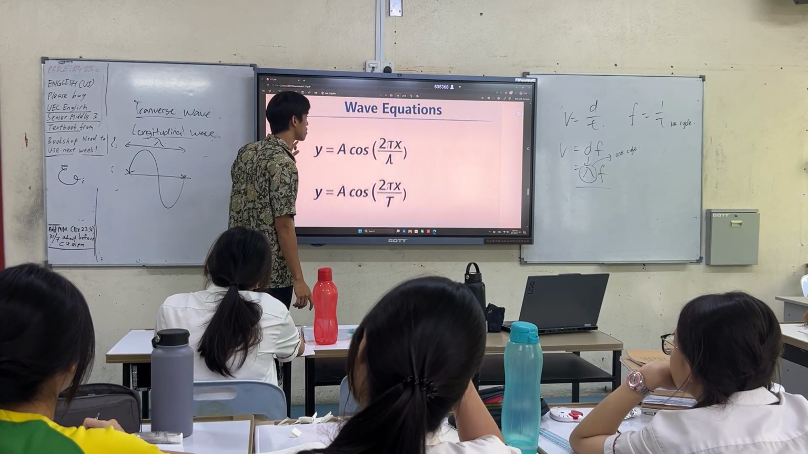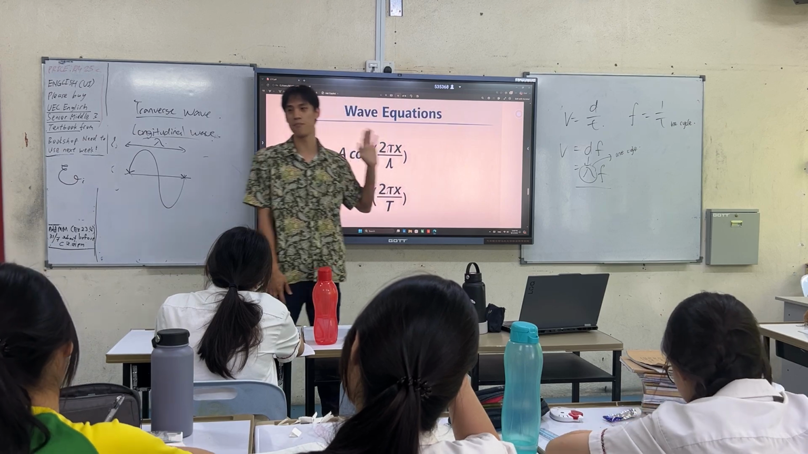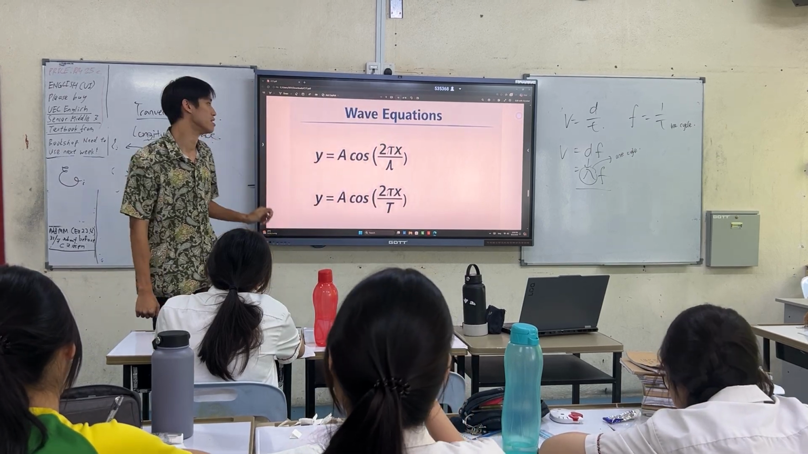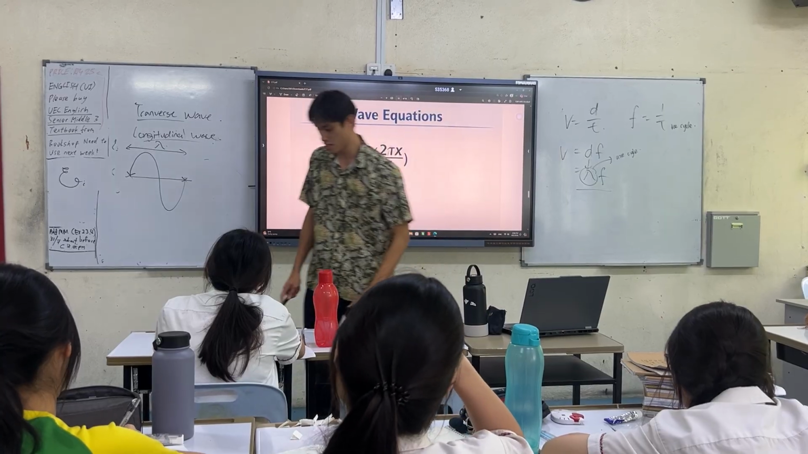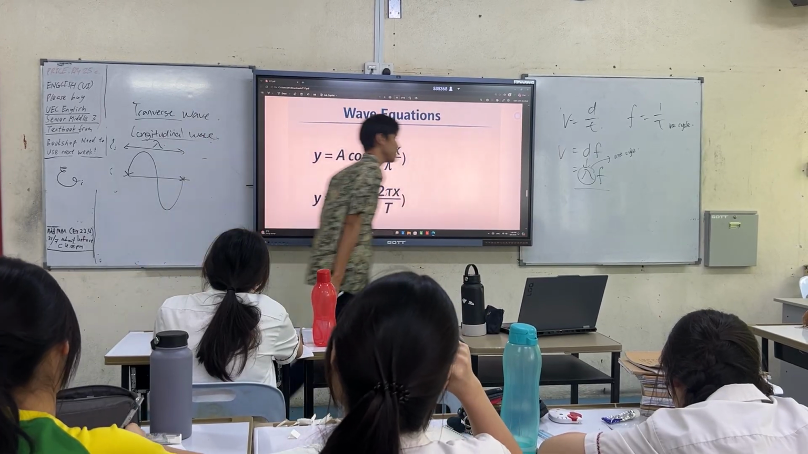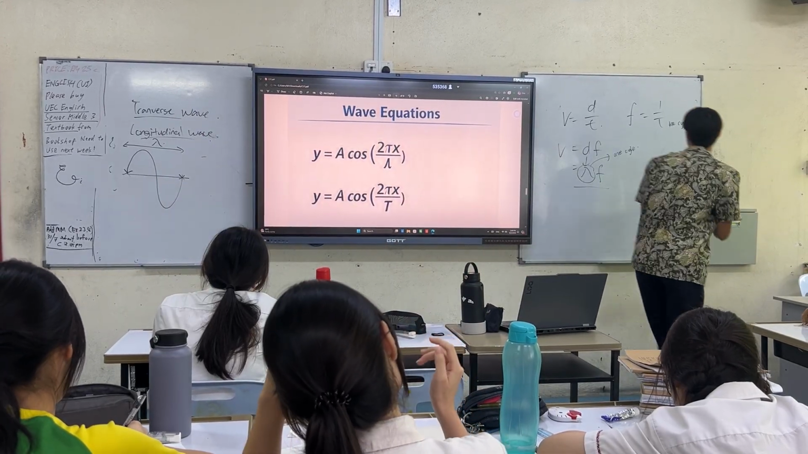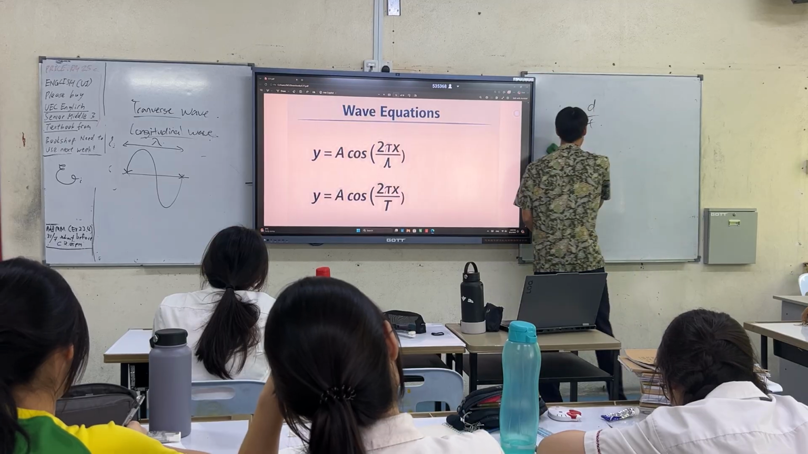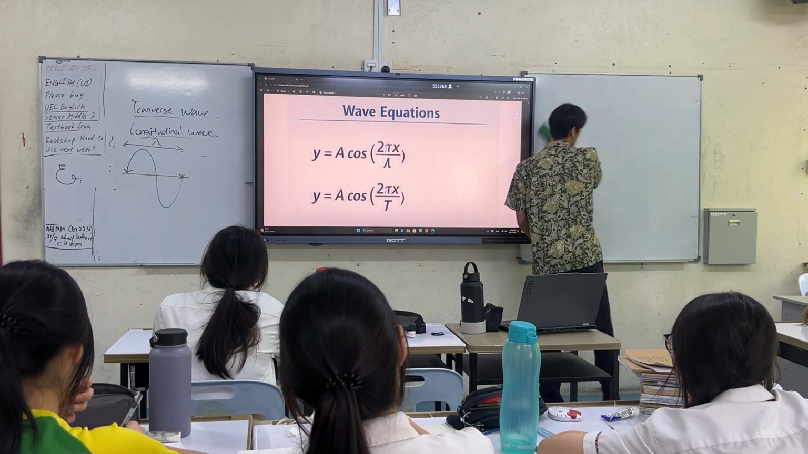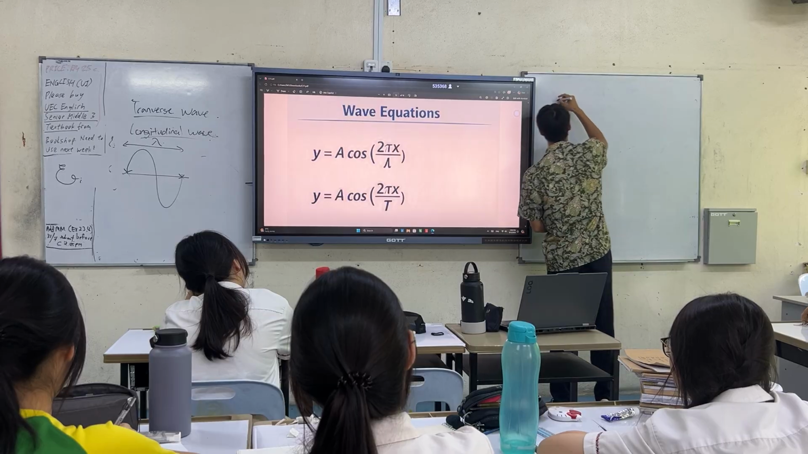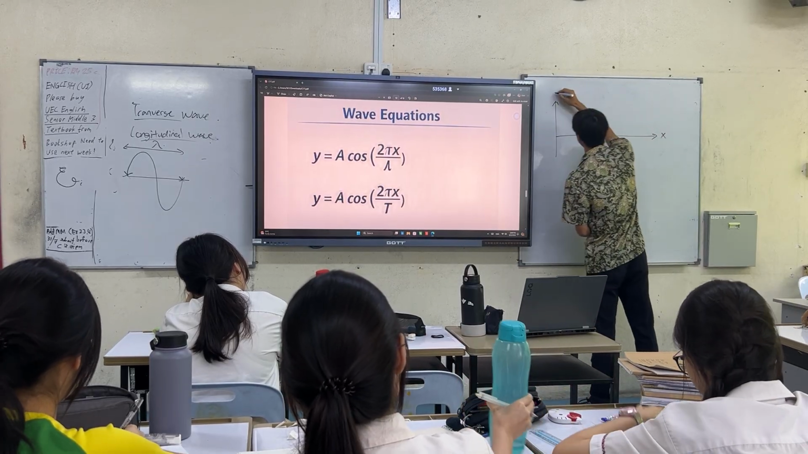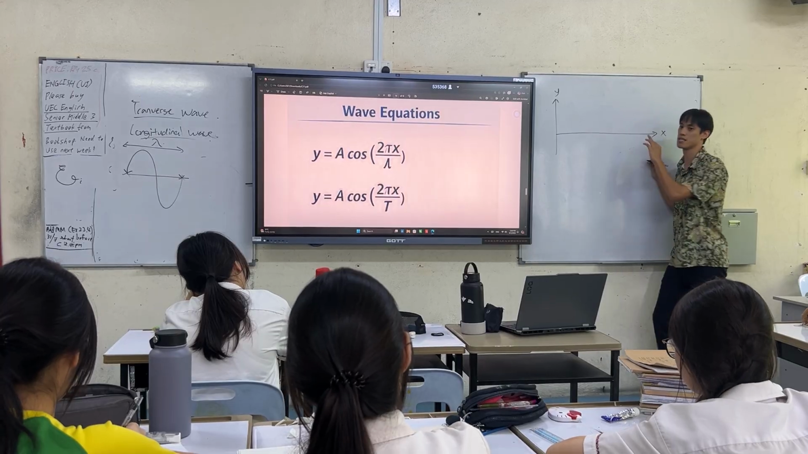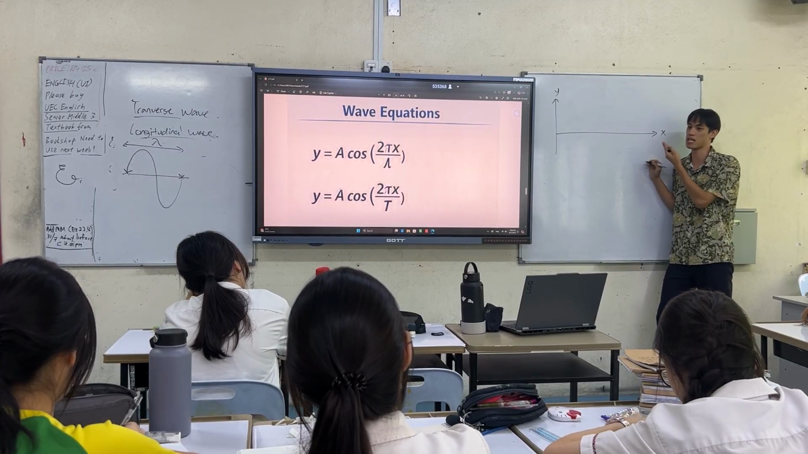This is the important part you want to learn today. If you look over here, this is a wave equation. So what actually is a wave equation? I'm drawing over here. For example, this is y, this is x. So this is an xy graph.